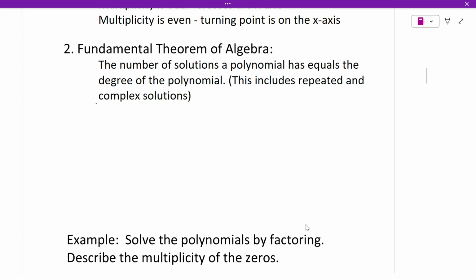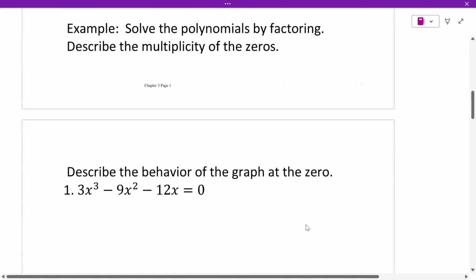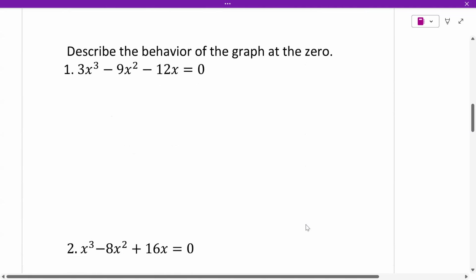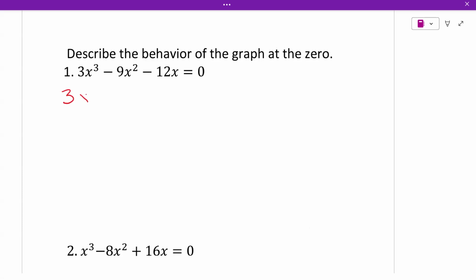All right, so we're going to solve polynomials by factoring. We're going to set polynomials equal to 0 and solve them and describe their multiplicity. All right, so here we go. What did we do in the last section first? Take out the greatest common factor. The greatest common factor is 3x, and we're left with x squared minus 3x minus 4.